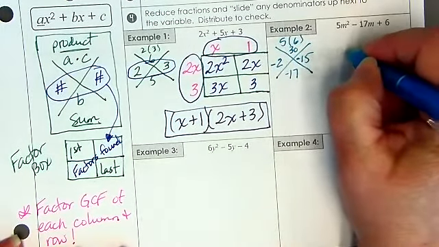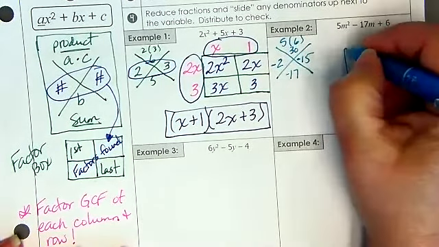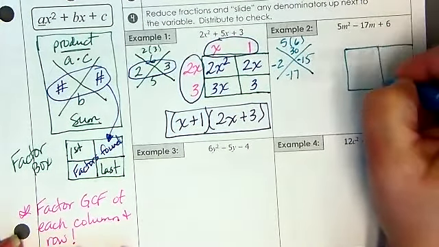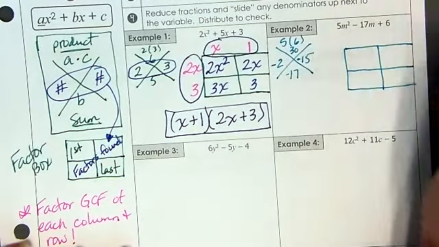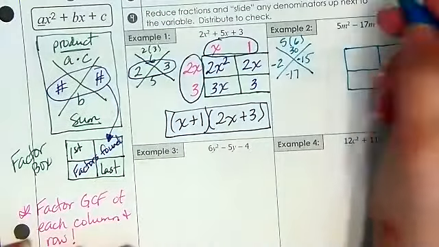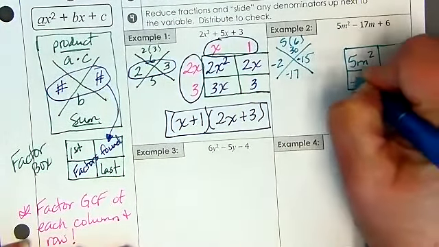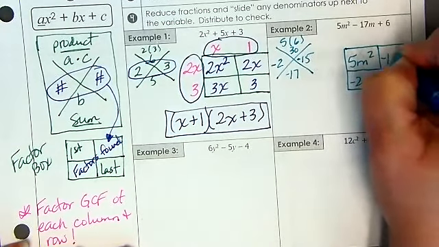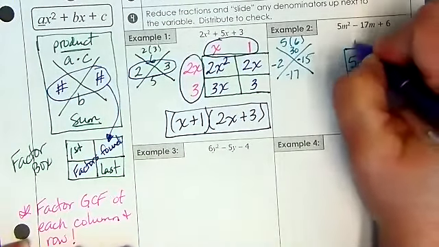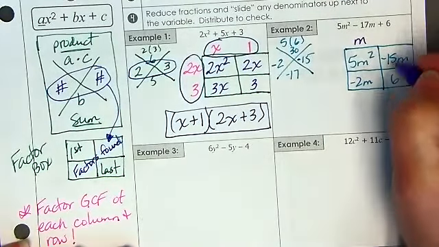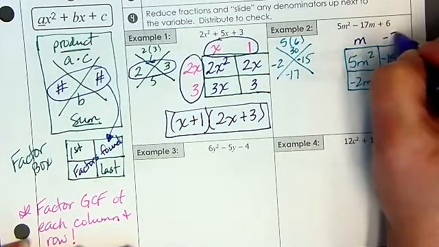So now I do my product sum box. No, this is the product sum box. Now I do the factor box. Here we go. So I have 5m squared, 6, and then I have -2m, -15m, and now I factor. This is going to be an m in this column. In the right-hand column, that's going to be -3.